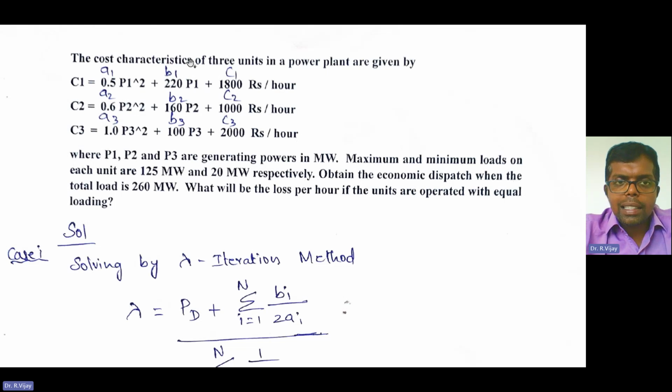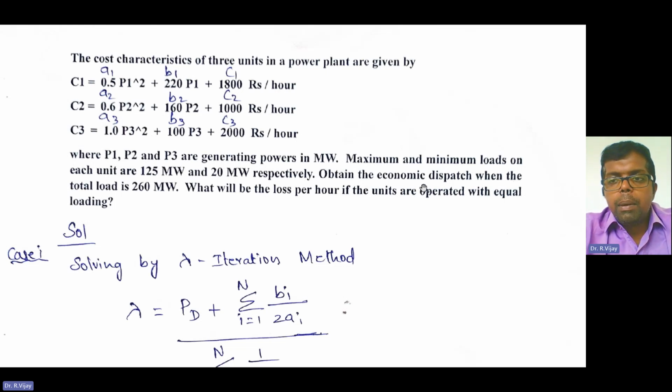The cost characteristics of three units in a power plant are given by C1 = 0.5 P1 squared + 220 P1 + 1800 rupees per hour. C2 = 0.6 P2 squared + 160 P2 + 1000 rupees per hour. Then C3 = 1 P3 squared + 100 P3 + 2000 rupees per hour. P1, P2, and P3 are generating powers in megawatt.